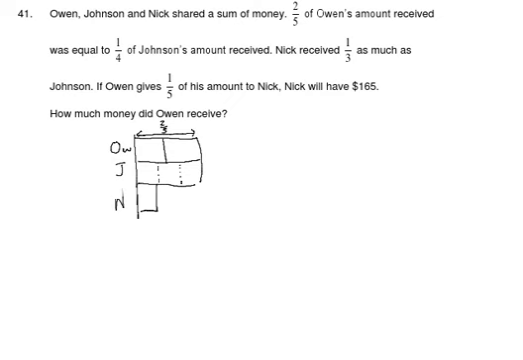I need to construct the one whole model. Since this is 2/5, I will need to draw out the other 3/5, right? Yeah, I'm going to slowly draw out the other 3/5. Now I get one whole. That means the total amount that Owen received.